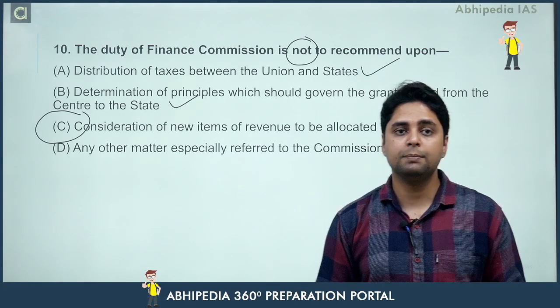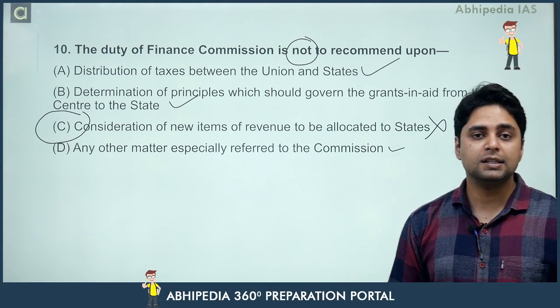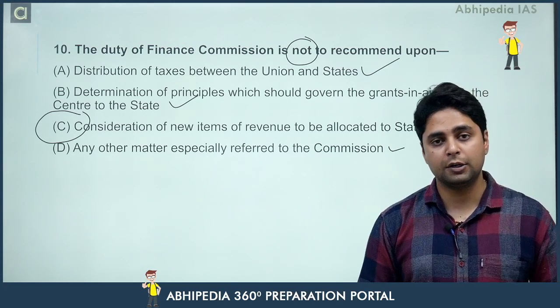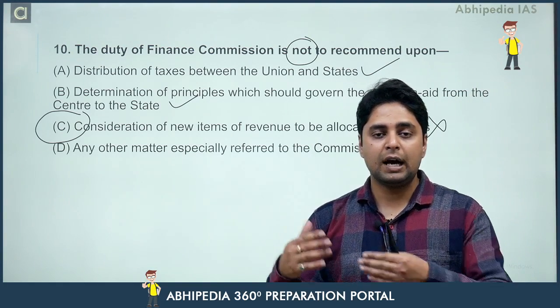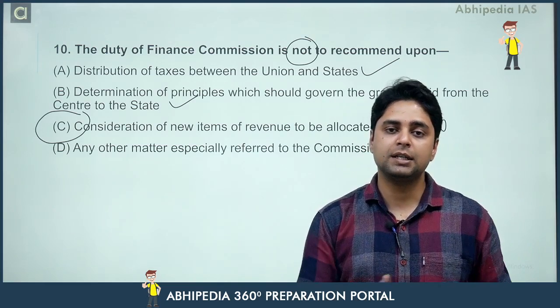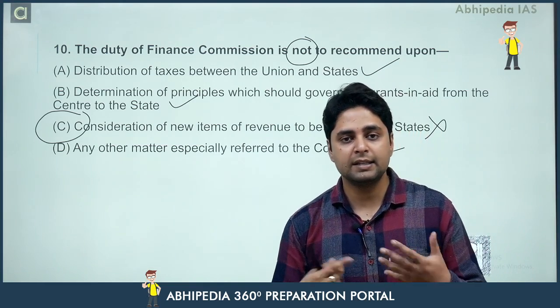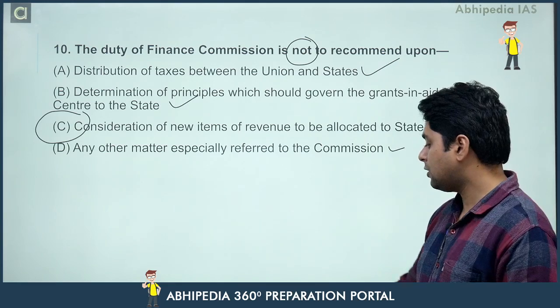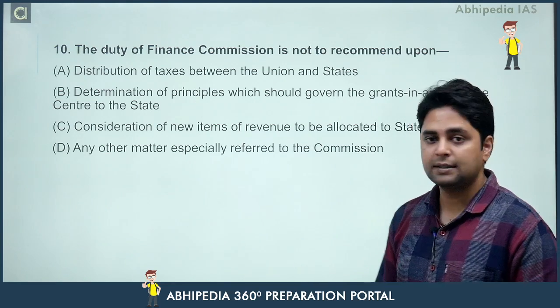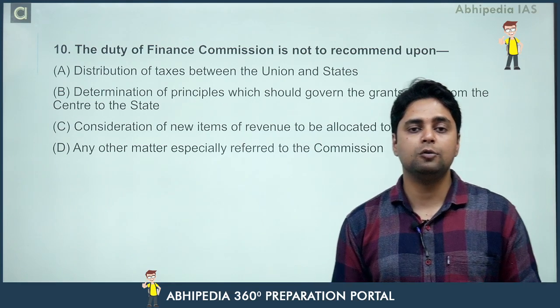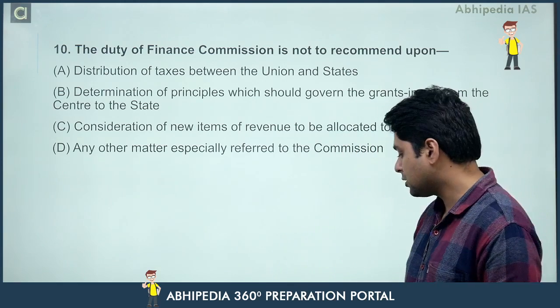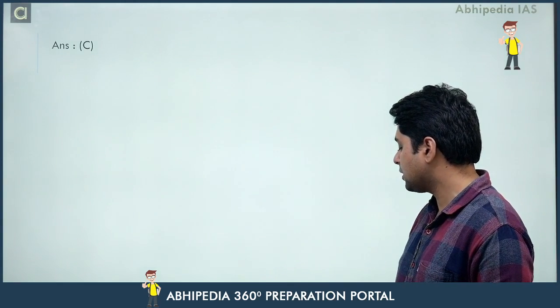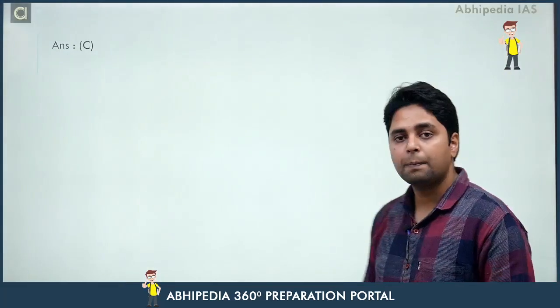This is not under the purview of the Finance Commission to consider new items of revenue to be allocated to the states. मतलब फाइनेंस कमीशन ये रिकमेंड नहीं कर सकता सेंटर को कि आपके पास ये जो रेवेन्यू आ रहा है इसे भी आप स्टेट्स को दे दीजिए. No, this is extra jurisdiction or out of the jurisdiction of Finance Commission. ऐसा अगर कभी कुछ करना है तो वो लोकसभा कर सकती है, but Finance Commission cannot. So C was your correct answer.